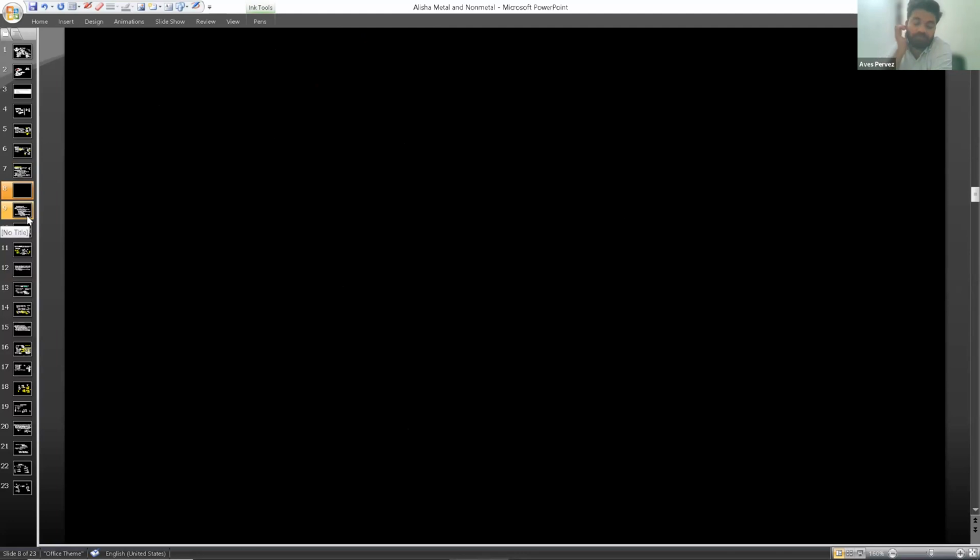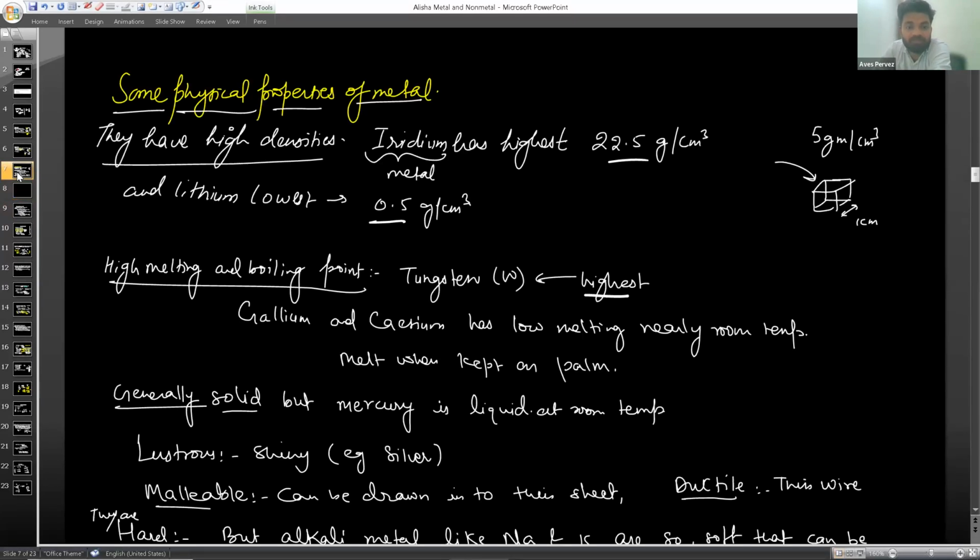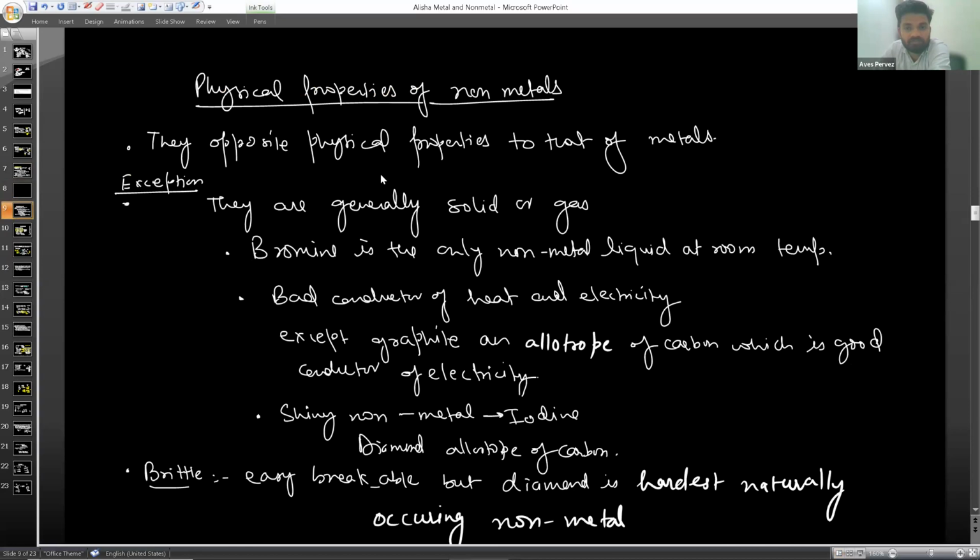And the metal which has melting point near room temperature. Which one? Gallium and cesium. Cesium. Check the spelling. Okay, cesium.